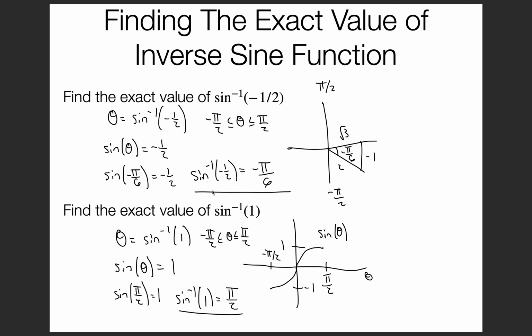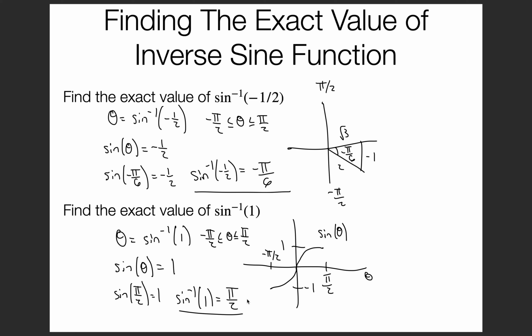That does not trigger, for me at least, any special triangles, either 30, 60, 90 or 45, 45, 90. So I've got to think outside the box about 1. If you draw the sine function, I have to think, where is sine of theta equal to 1 when theta is between negative pi over 2 and pi over 2? I drew that function over here on the right, and the only place that happens is at pi over 2. So the answer is pi over 2.